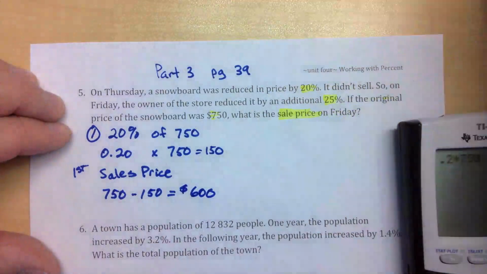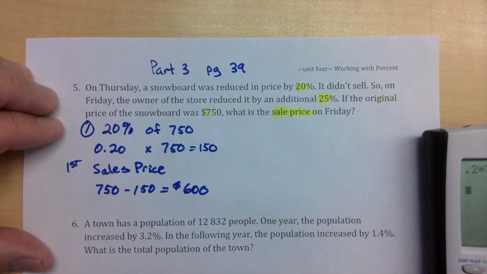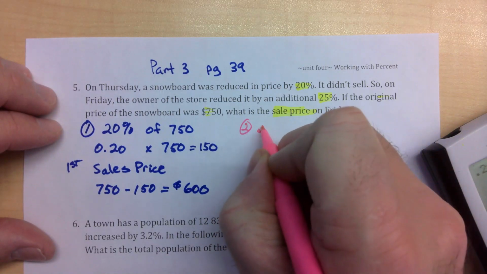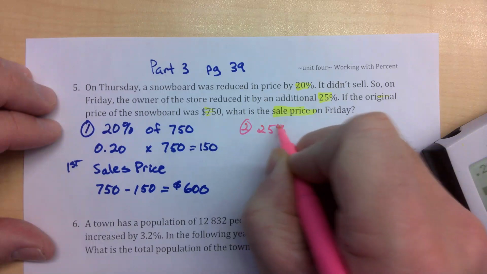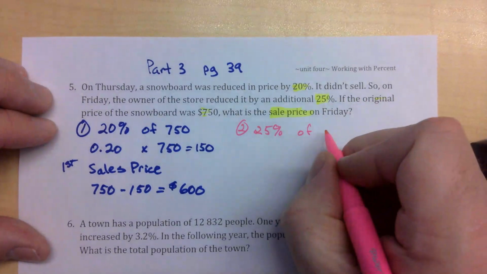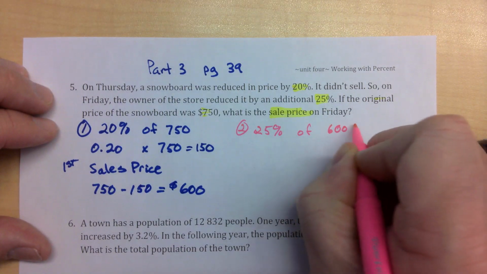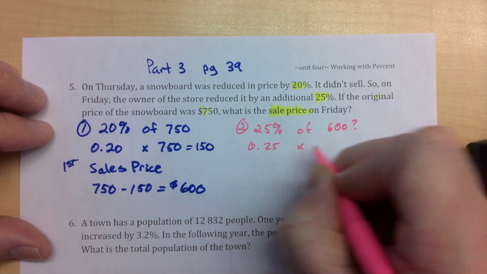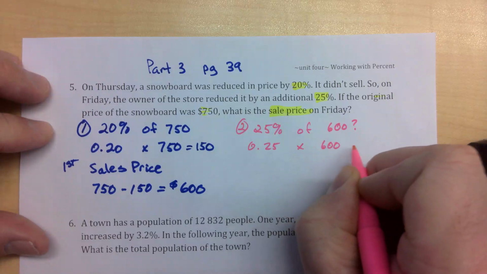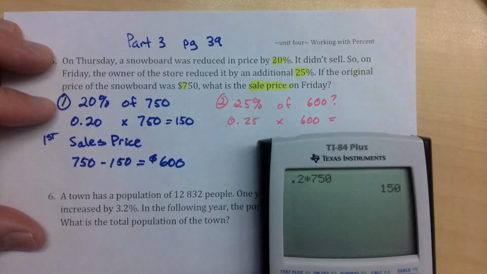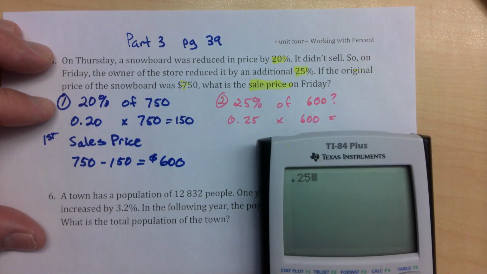Okay. So then step 2. Now the store owner is unhappy it didn't sell, so now they're going to do 25% off of 600. So what's 25% of 600? Okay, well 0.25 times 600. Okay, that's equal to, I already know it's 150, but let's just see if I'm right. Okay, so it's 150.